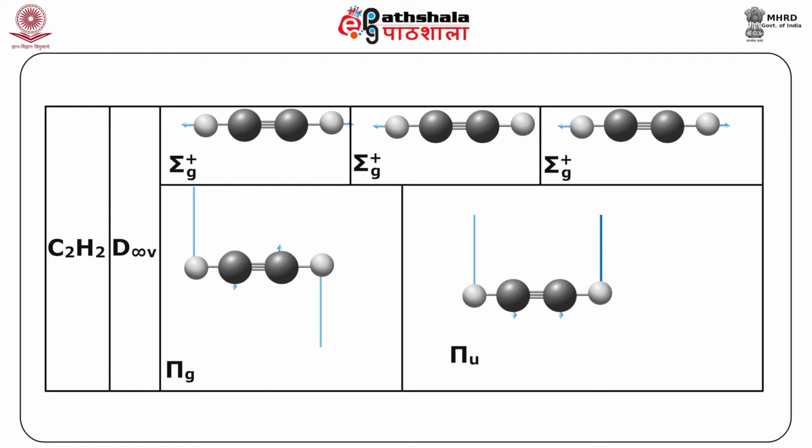There are 7 modes of vibration, out of which there are 2 pairs of degenerate bending motions. The stretching motions are sigma g plus, the symmetric ones, and the other ones are sigma u plus. The bending modes are, one is pi g because it is symmetric with respect to inversion, and the other one is pi u.